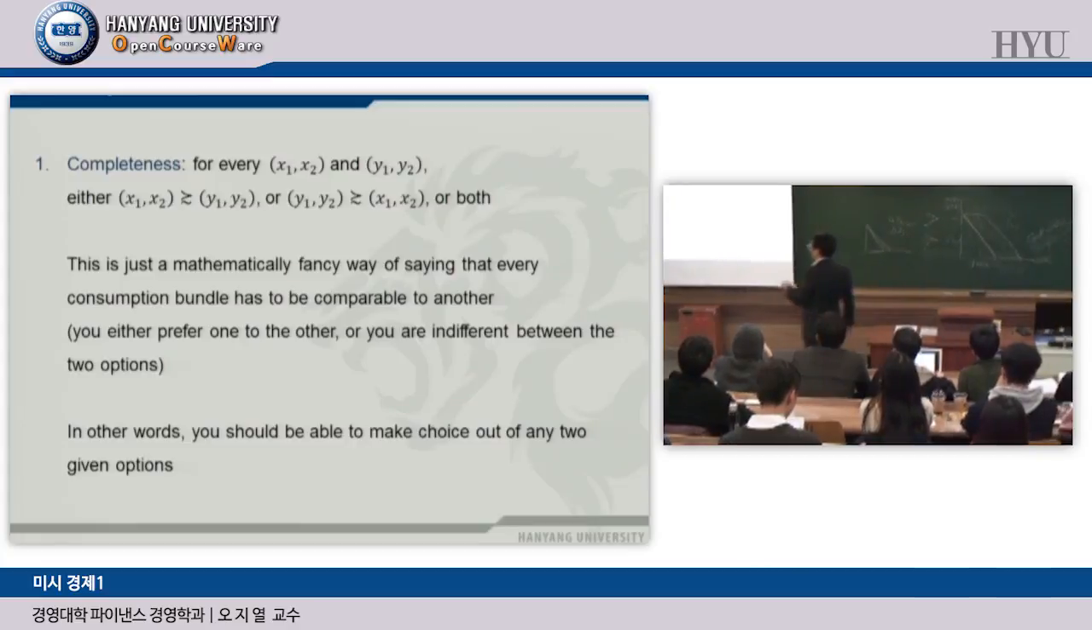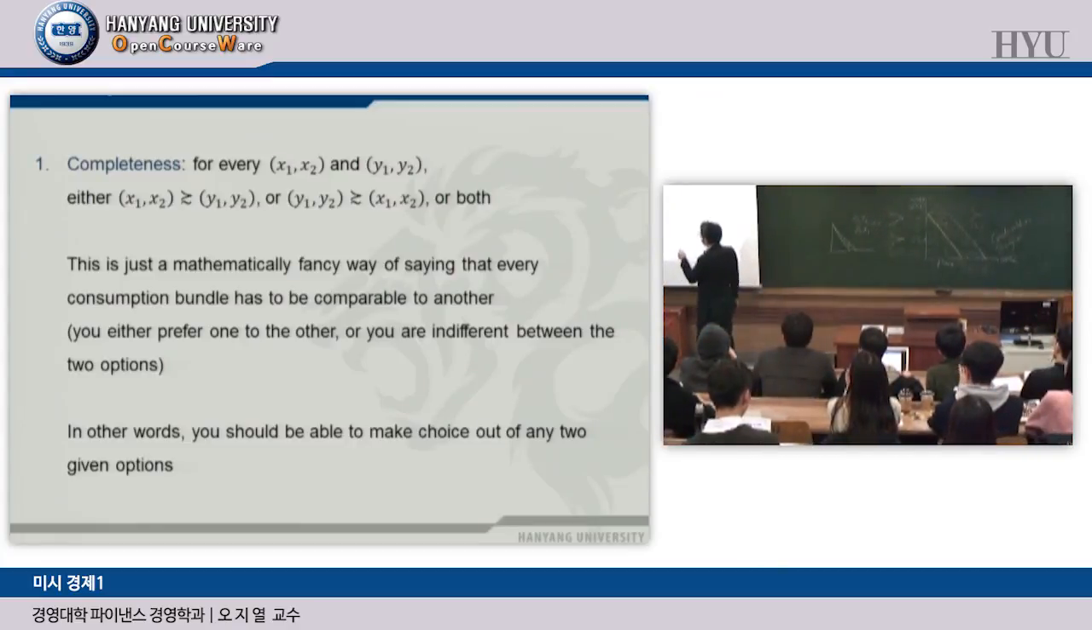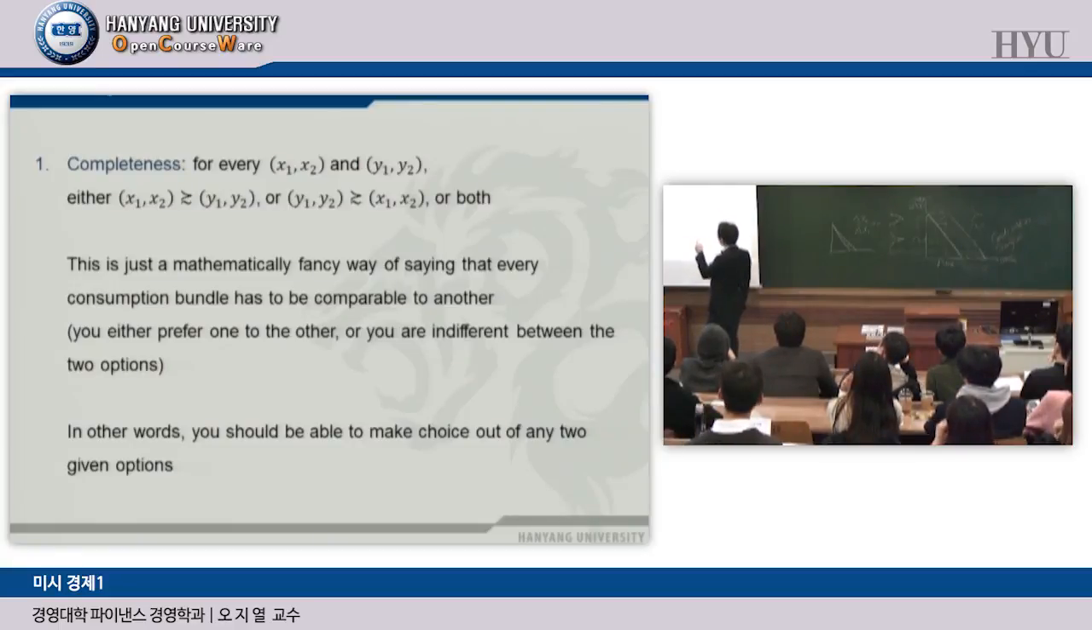You might either weakly prefer one to the other, or weakly prefer y1, y2 to x1, x2, or you might do both. Now, written down like that, it sounds really confusing. All that's saying is one thing.